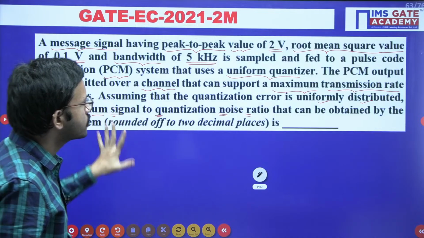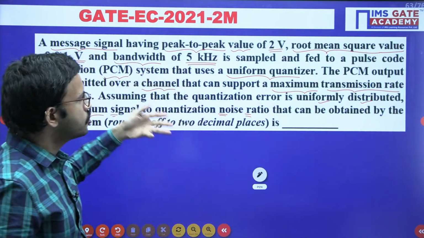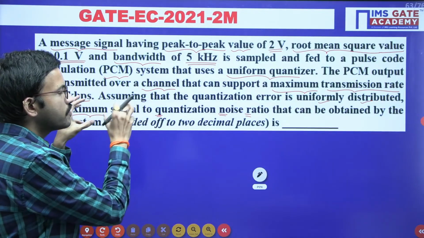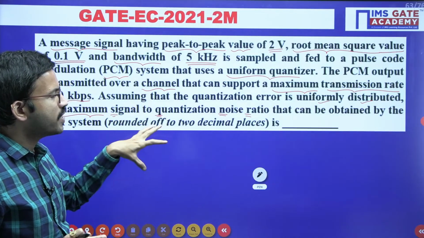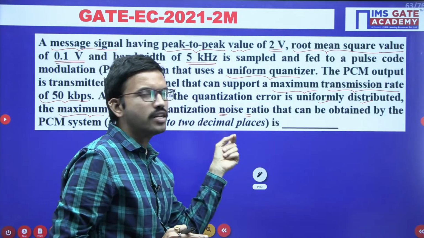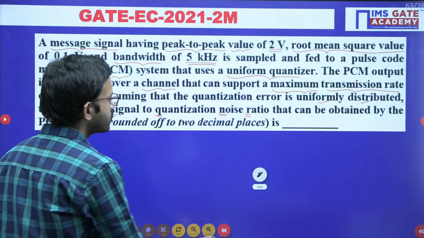This is a very interesting question. This is a direct question regarding PCM, but when you look at the wording of the question, some values they have given directly, but some values are not. Whatever the notation they have used, accordingly we have to construct. That is the reason I have mentioned this question is very interesting, right?